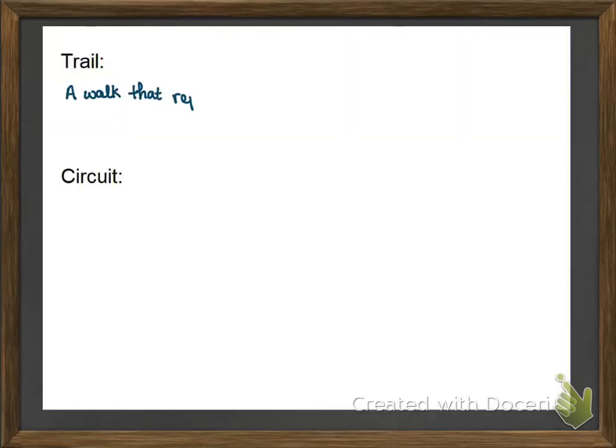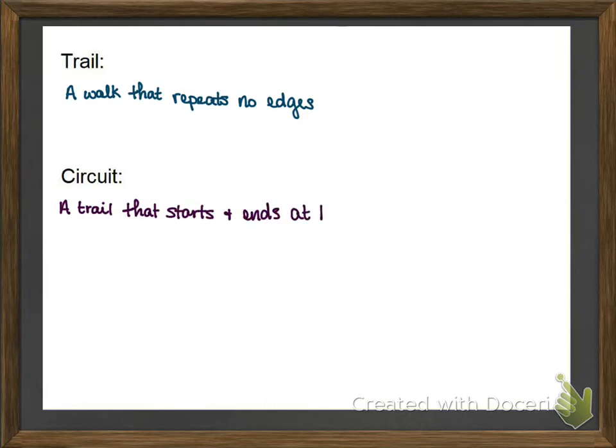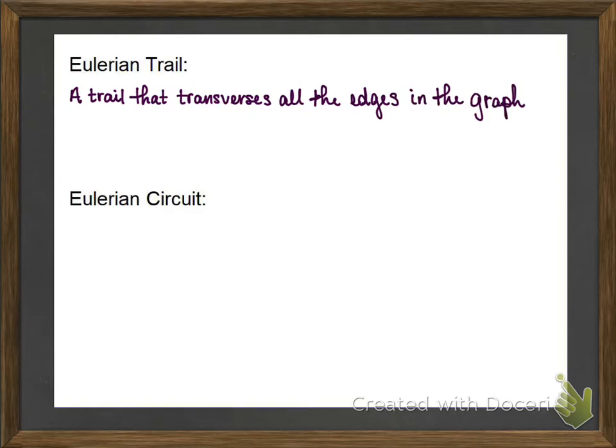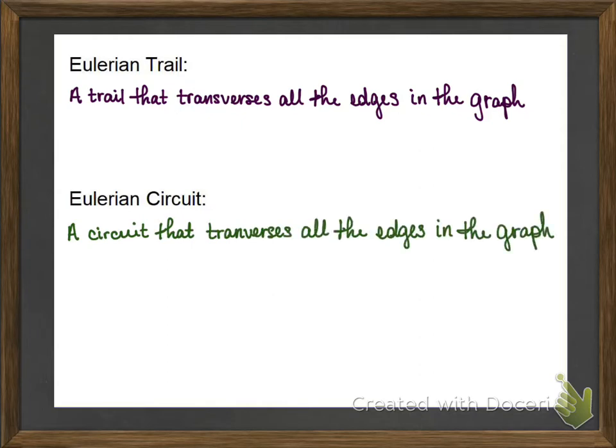In this video, we are going to go over graph theory for weighted graphs, specifically the Chinese Postman problem. First we're going to talk about a trail. That is a walk that repeats no edges, and then a circuit is a trail that starts and ends at the same vertex. So a Eulerian trail is a trail that traverses all the edges of the graph, and then a Eulerian circuit is a circuit that traverses all the edges in the graph.